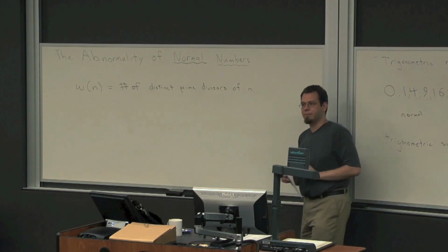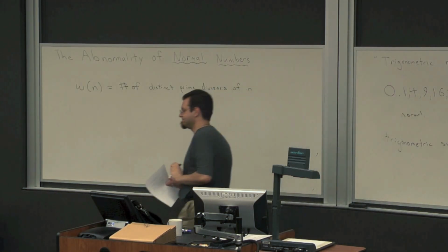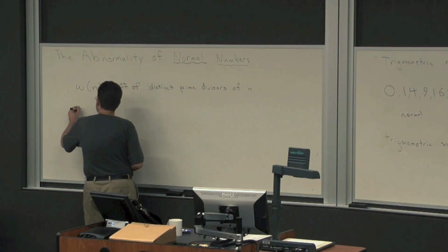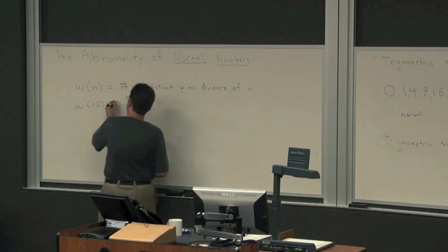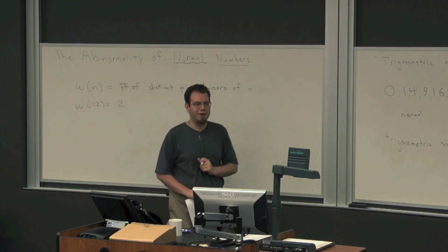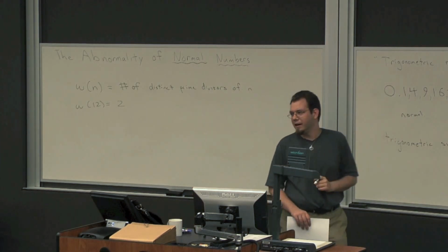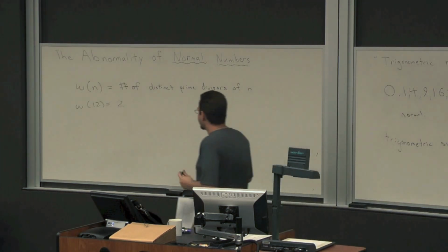Little omega counts the number of distinct prime divisors of n. So little omega of 12 is just 2, because it only has 2 distinct prime divisors, 2 and 3. Okay, so there's that.